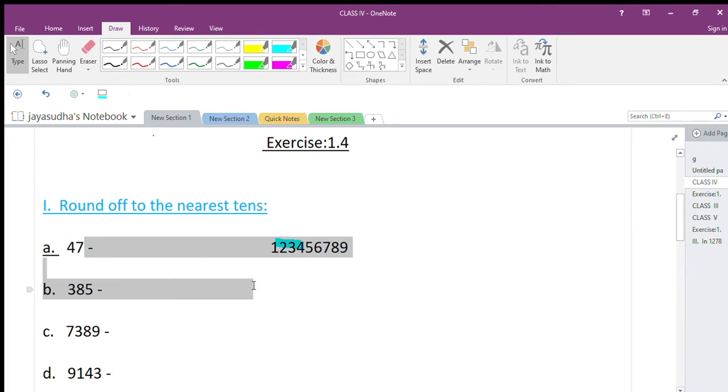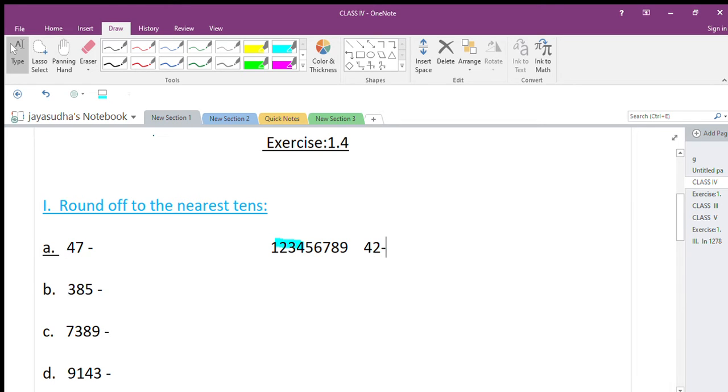In your ones place, if it is before 5, for example 4, 3, 2, 1, you write the tens digit as it is, and the ones place becomes 0. For example, 42. The ones place is what? 2. Below 5, so your answer is 40. The tens place number you write as it is, and the ones place is 0.